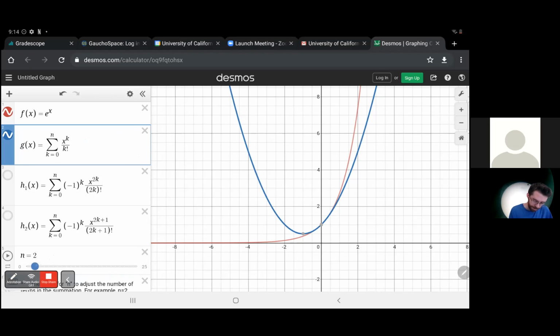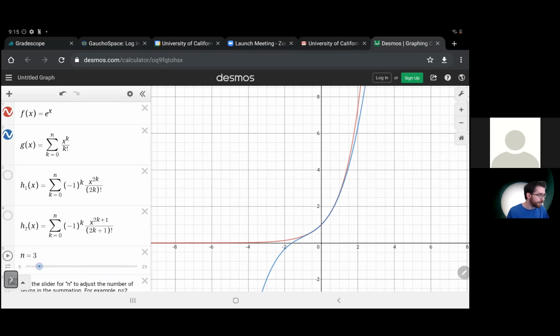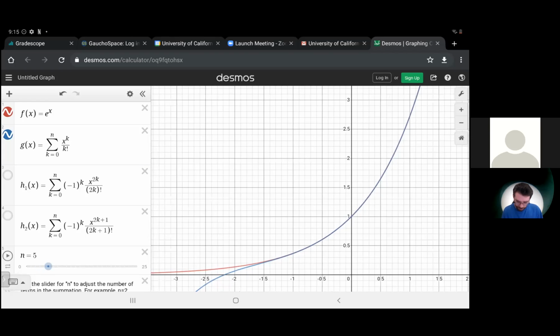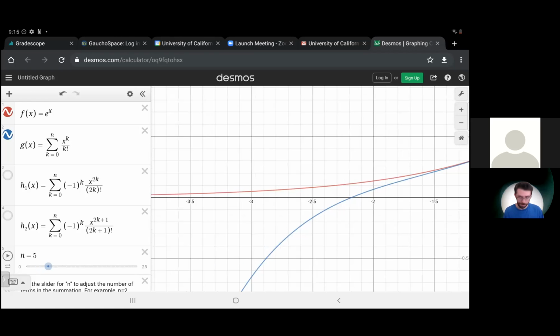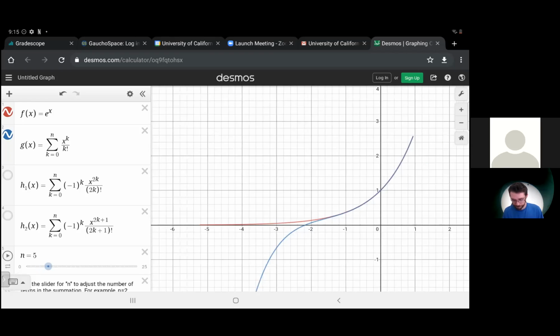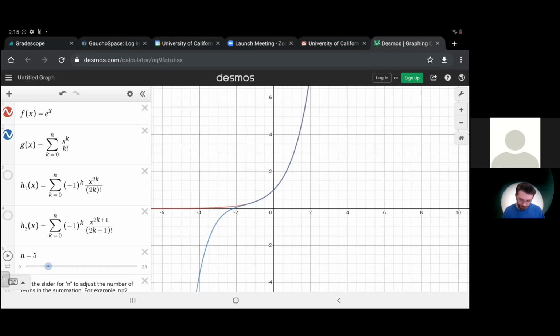Okay, so I could grab this slider and let's push it up to 3. That would be the cubic polynomial if I got the third term. And then if I add x to the 4th over 4 factorial, if I add x to the 5th over 5 factorial, n equals 5 gets us there. And what you might notice is that these things are getting really close to one another before they diverge and stop being close to one another. But they're starting out pretty close.